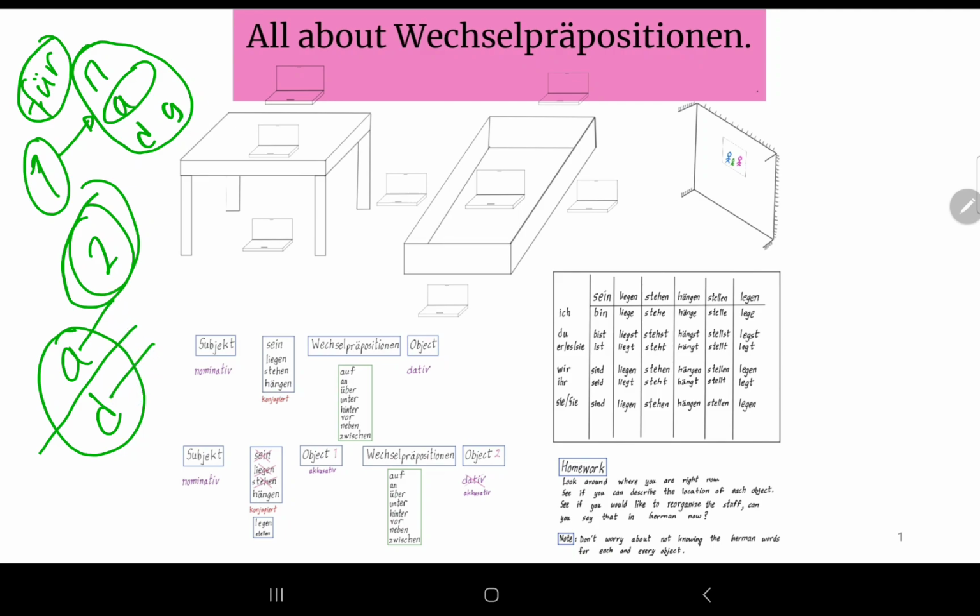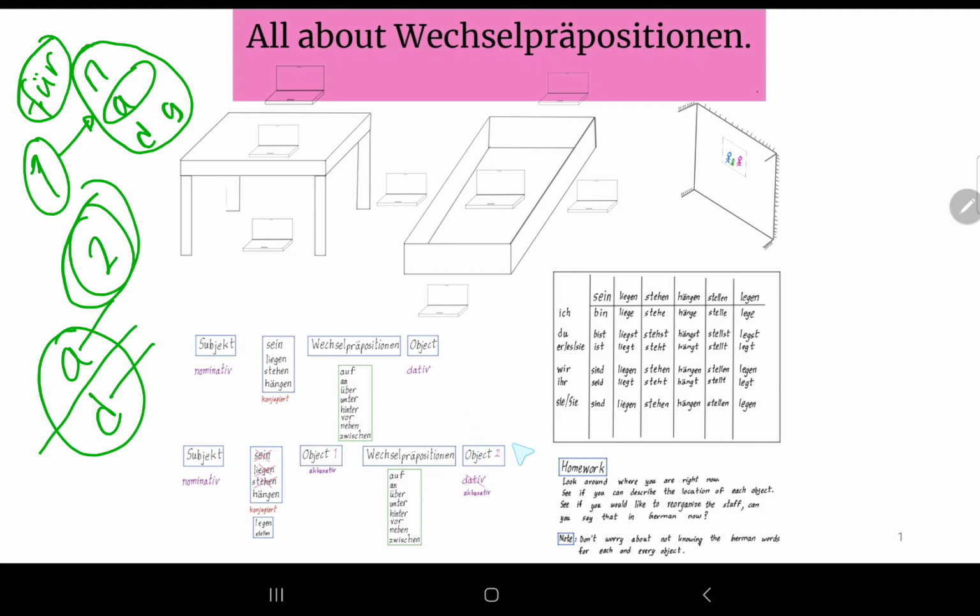Now, here is a set of Wechselpräpositionen, if you can read it: auf, an, über, unter, hinter, vor, neben, zwischen. In this particular sentence structure, what comes after them will be in the dative case. The one below also has these Wechselpräpositionen, but what comes after them will be accusative.